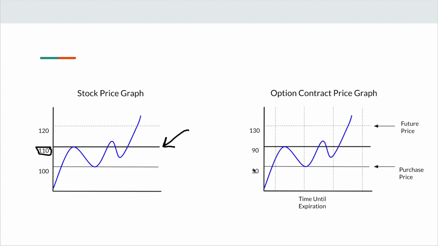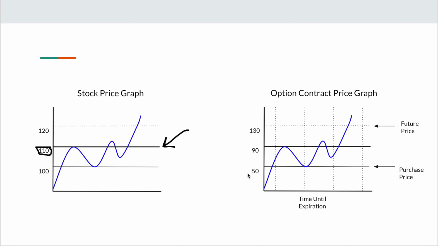Look at the options side, however. If you bought an options contract for $50, usually options contracts can be very cheap or very expensive. We'll talk about what sets the different premium pricing in the future. But say you bought an options contract at 50 and now the stock is trading at 110. Look at the value of your options contract. Now the value of your options contract has gone up to $90. You just made $40. You can sell this options contract at any time. You just made $40 because of this $10 move on the stock price.